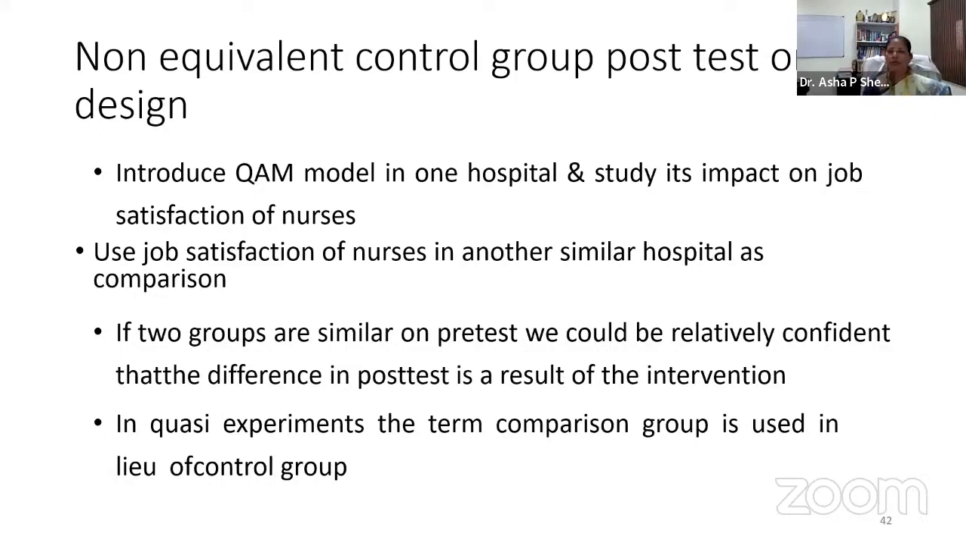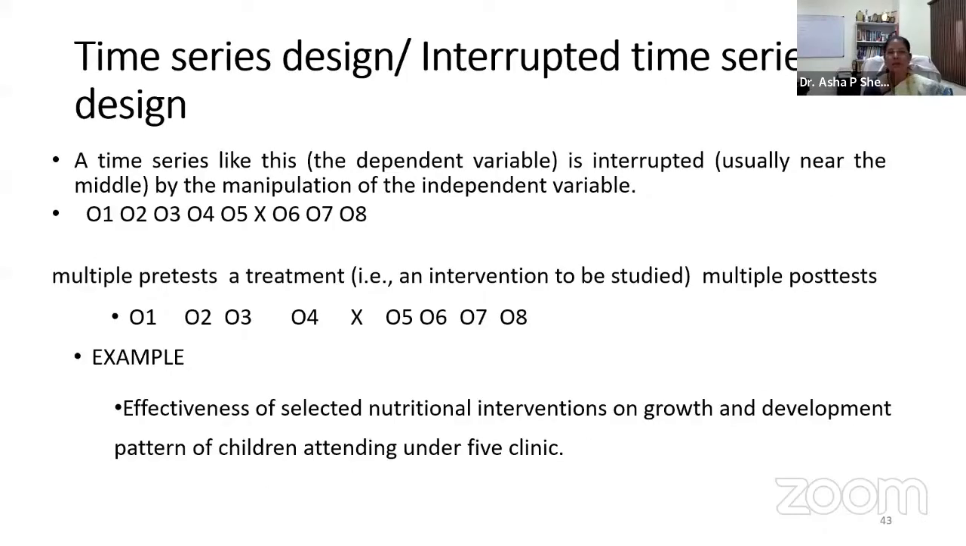But in quasi-experimental designs, the term comparison group is used in lieu of control group, because we do not have an exact control, as there is no randomization here. So we will be able to compare with the other group. Maybe the setting is different. We can compare one group with the other group.